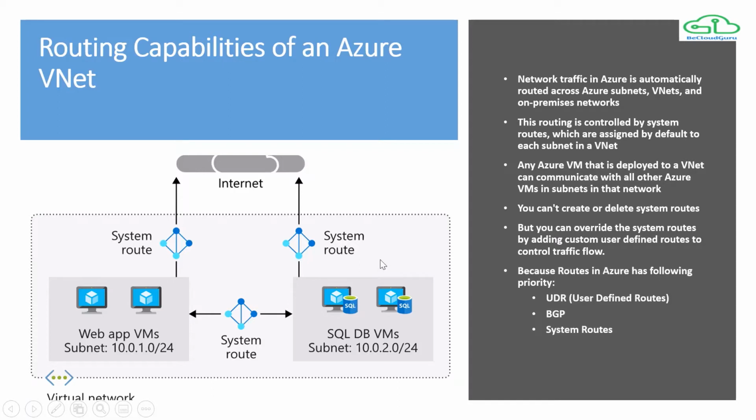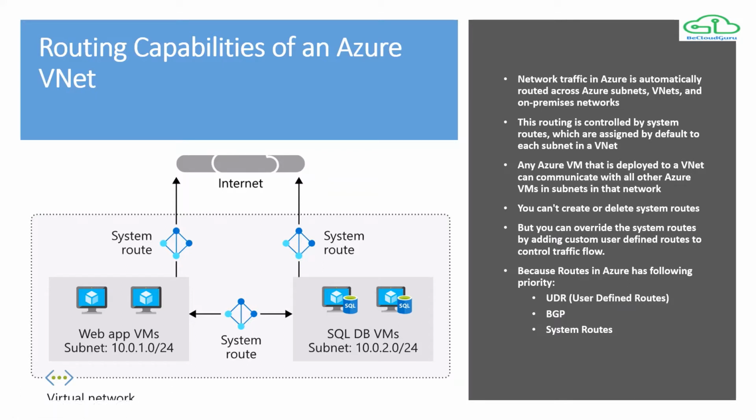And why is it possible? Because routes in Azure have certain priority, and the highest priority is assigned to user-defined routes, or UDR in short. Then we have BGP, that is border gateway protocol routes, and finally the lowest priority goes to system routes. Therefore it is possible to override the functionality of system routes by defining these two different types of routes. In this video we're going to talk about user-defined routes.